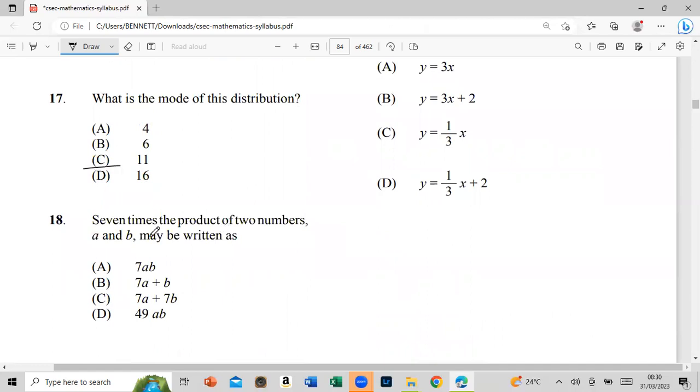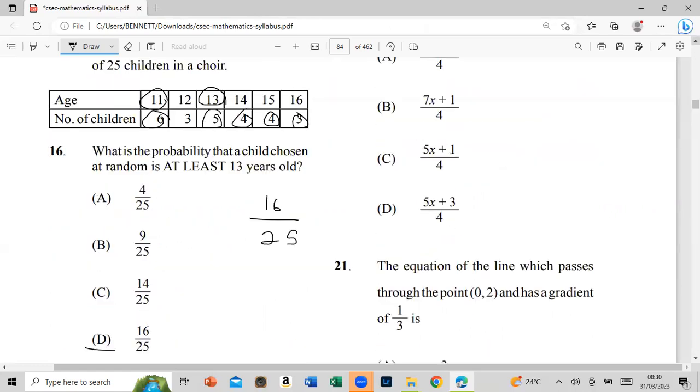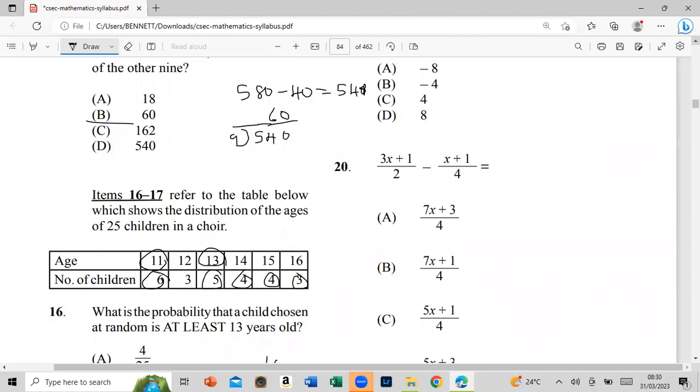The answer is 11. Seven times the product of two numbers A and B may be written as A. And go for explanation. Let's go. I'll keep my voice low, guys, because I'm so tired.